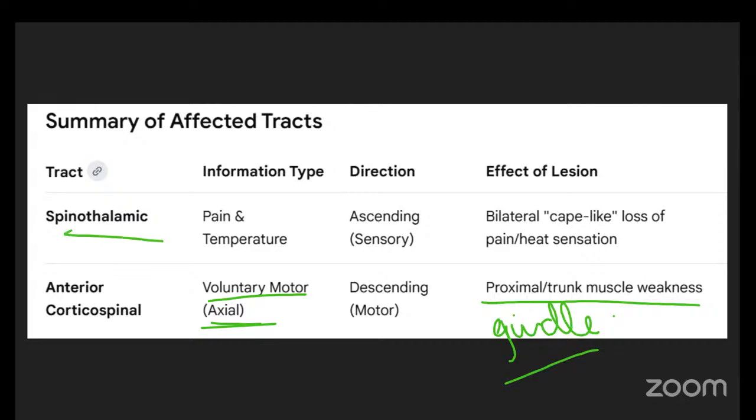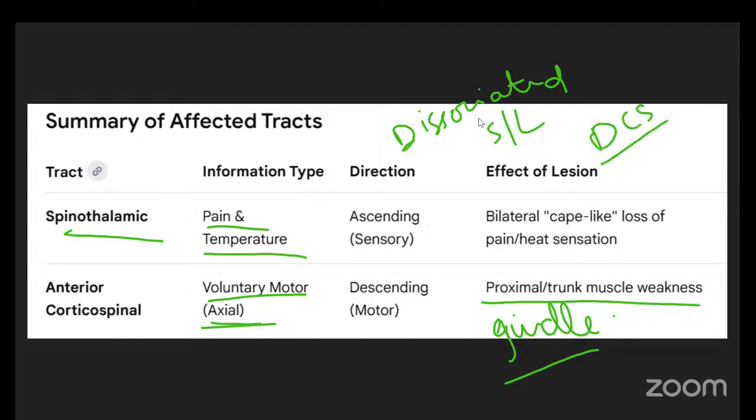Then we have the spinothalamic tract, which is also getting involved in the anterior commissure, and pain and temperature is going to get affected. Why do we call it dissociated sensory loss? We call it dissociated sensory loss because the pain and temperature is affected, whereas the dorsal column sensations are still intact. Why? We have already discussed the why.